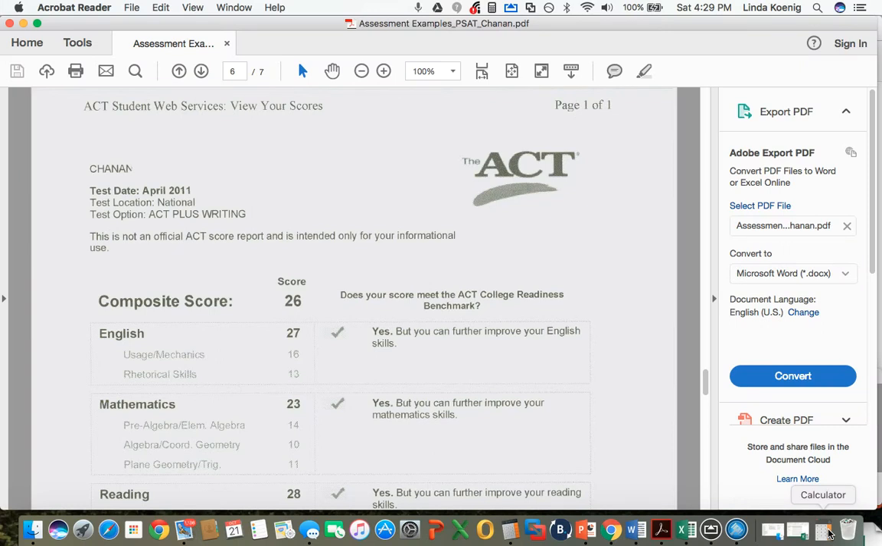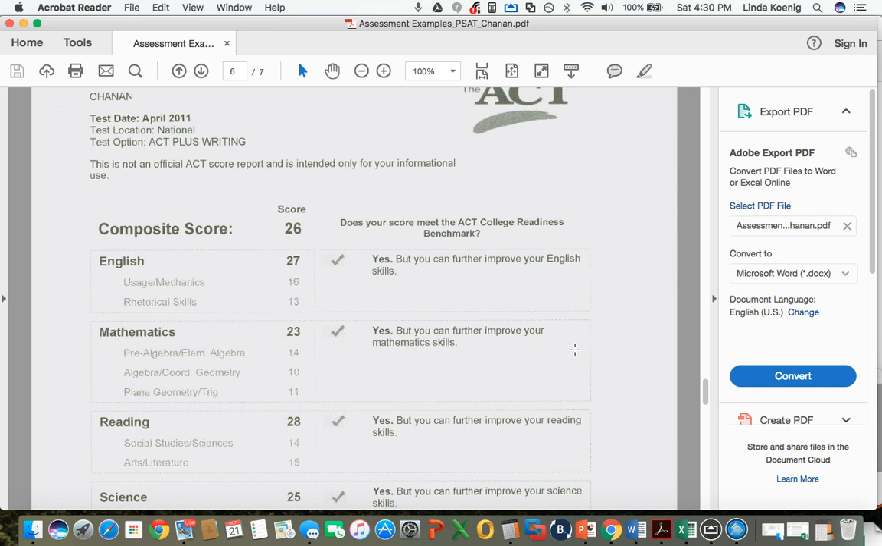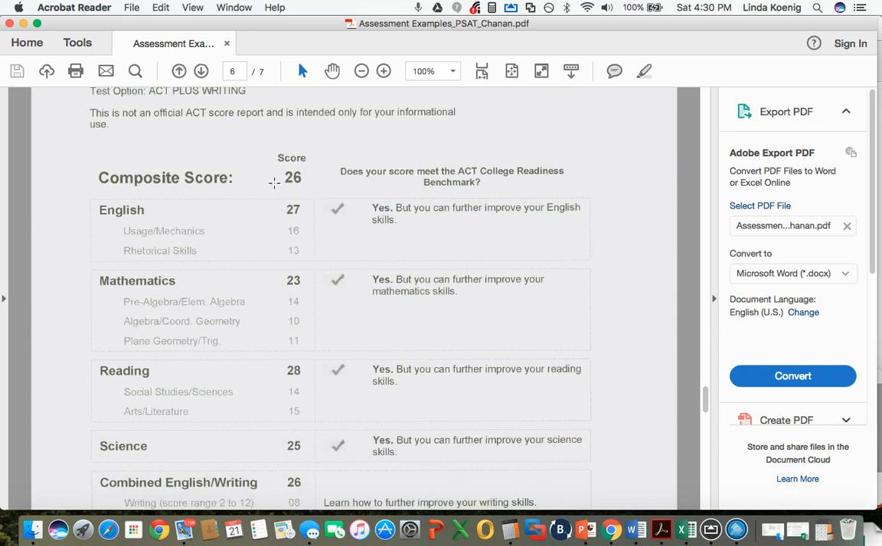So now we understand a little bit about the normal curve. We want to look at some way to understand scores. And here I have a score for someone who took the ACT and got a composite score of 26. Now, 26, if you know anything about the ACT, is a pretty good score. It's not bad at all.